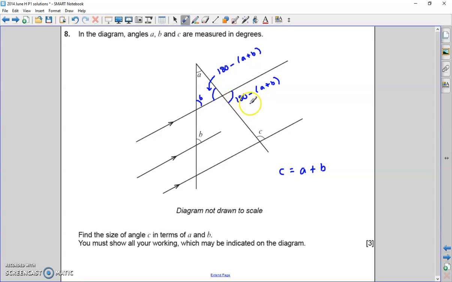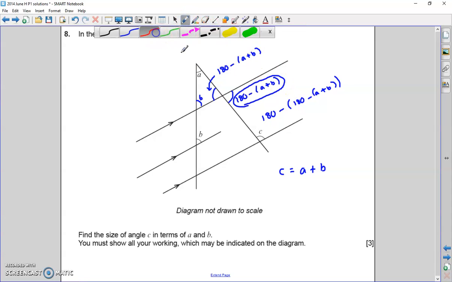Well, we took this whole angle, all of this got taken away from 180, so you end up with this rather strange looking thing here. 180 take away 180 minus A plus B in brackets, and that's all one thing as well. And what happens is, look, they cancel out. That minus and that minus become a plus, and what do you get left with? You get left with A plus B. That's quite tricky to do with algebra, especially with the cancelling out here.